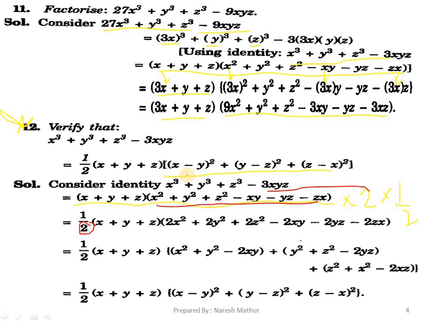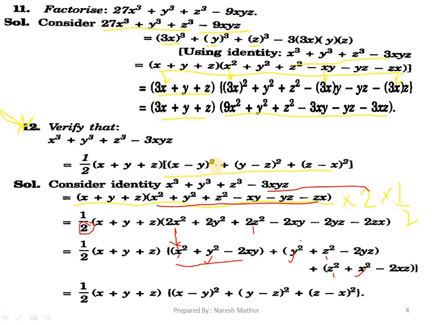Now the question is why we are doing this: because we have to prove that it equals something like (x minus y) whole square and (y minus z) whole square. So we are separating this 2x square in the form of x square plus x square. 2y square is y square plus y square, and 2z square is z square plus z square. We are just expanding the 2z square in the form of z square plus z square.